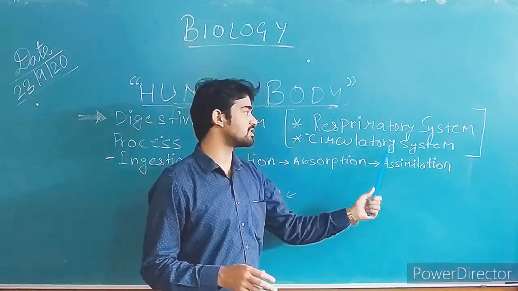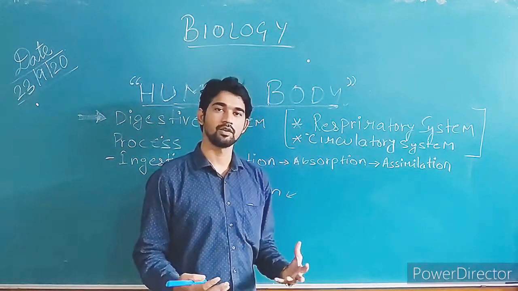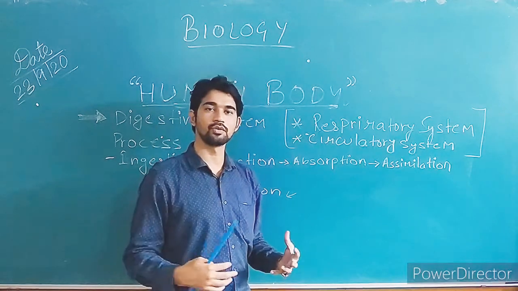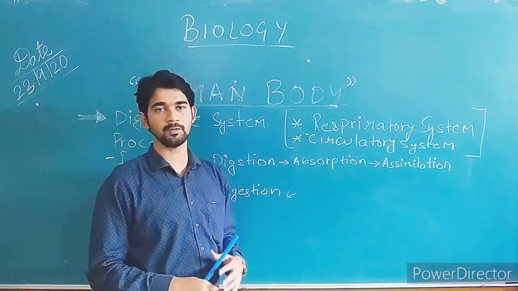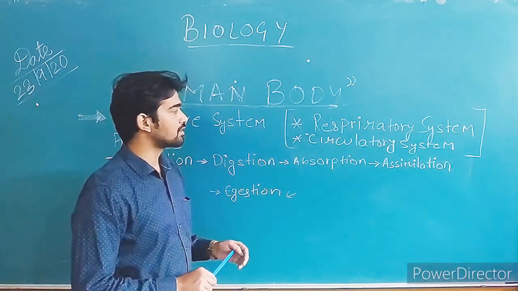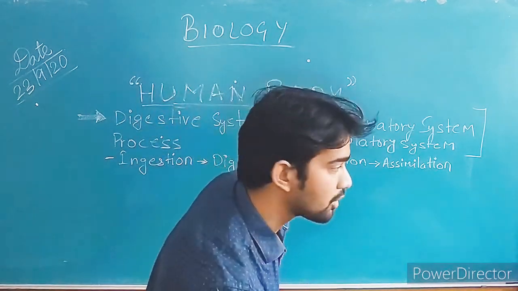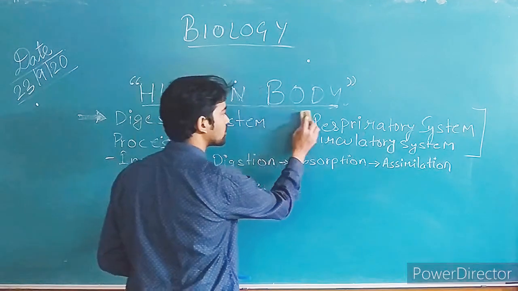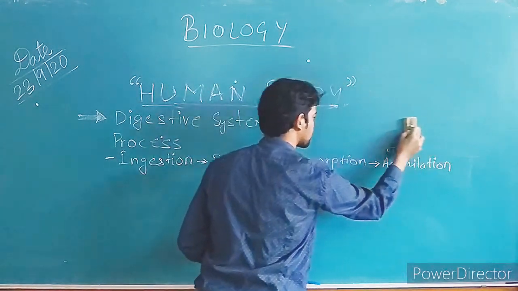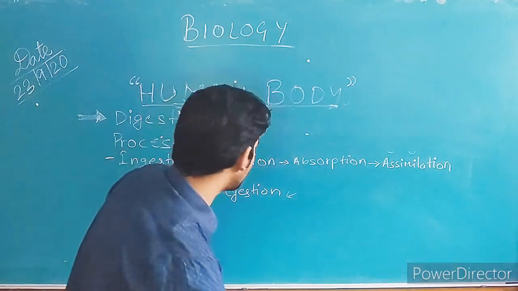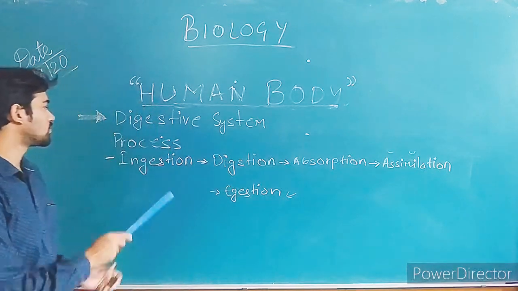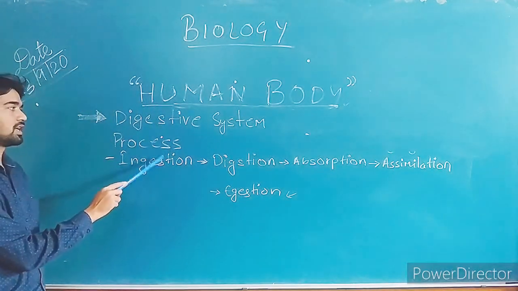The circulatory system, which is the heart, or how the blood goes around throughout the body, is included. But for today, we are only going to look at the digestive system and its process.